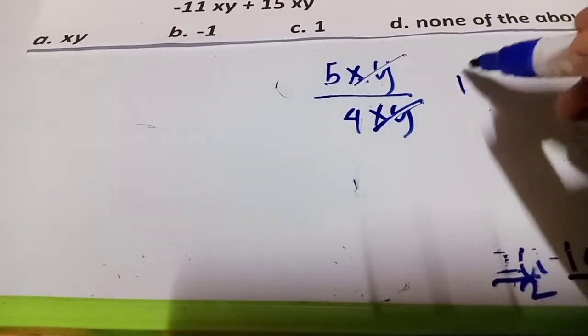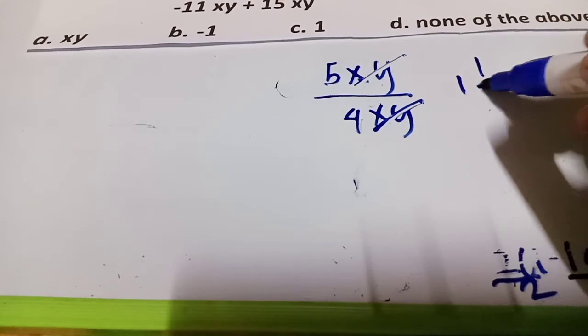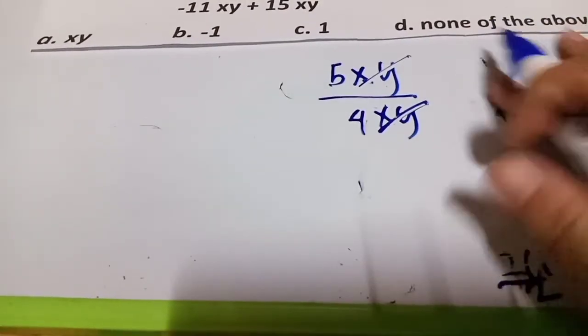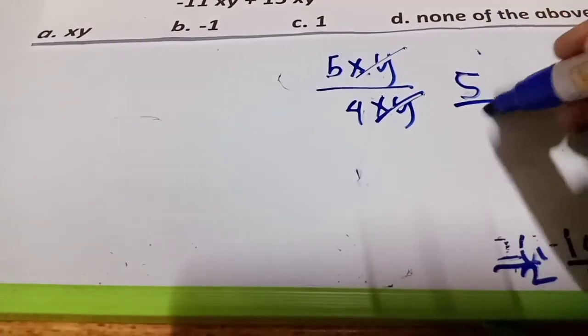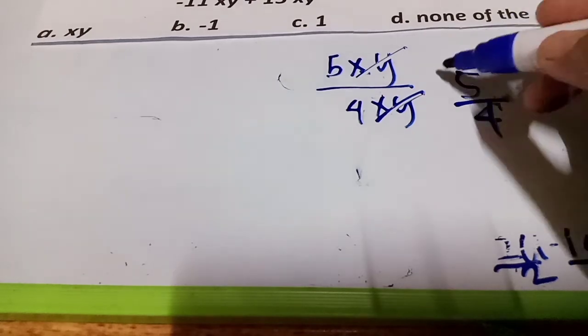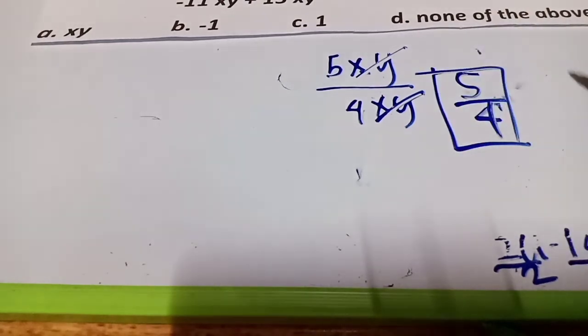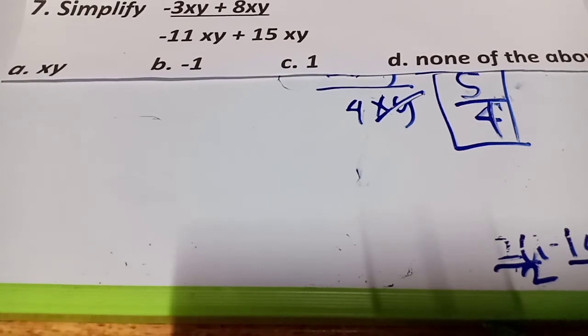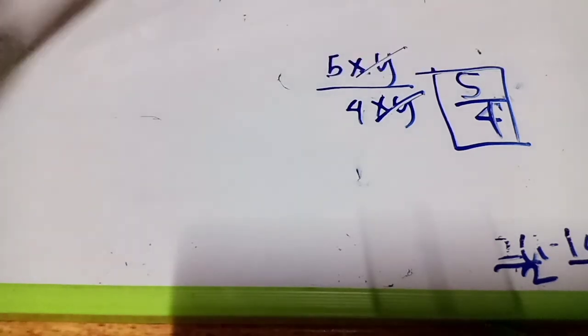So the answer is 1 and 1/4. Is that correct? Or we have 5 over 4. So do we have 5 over 4? No, we don't have any 5 over 4. So the answer is none of the above. Take note, this is the answer, letter D. If we don't have any choices, the answer is none of the above.